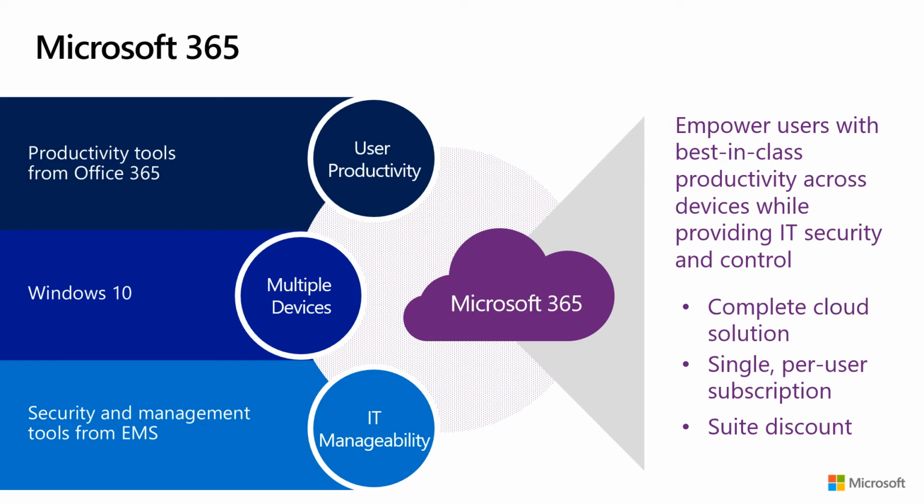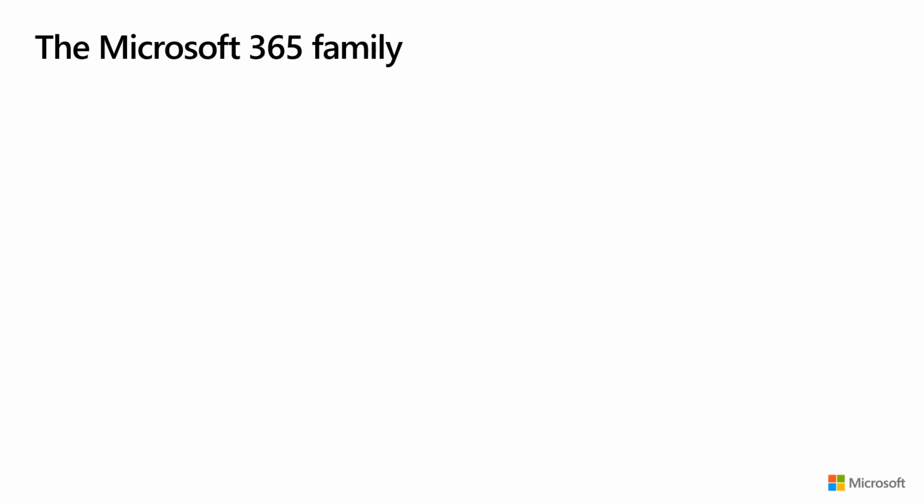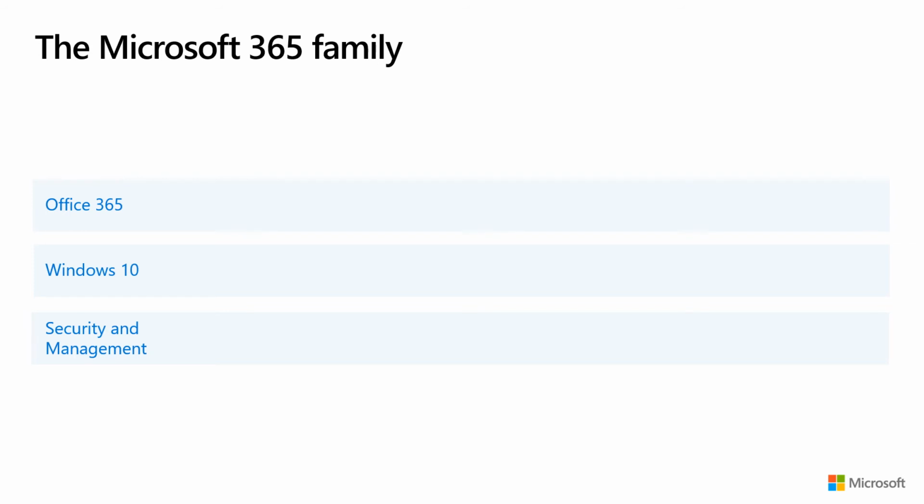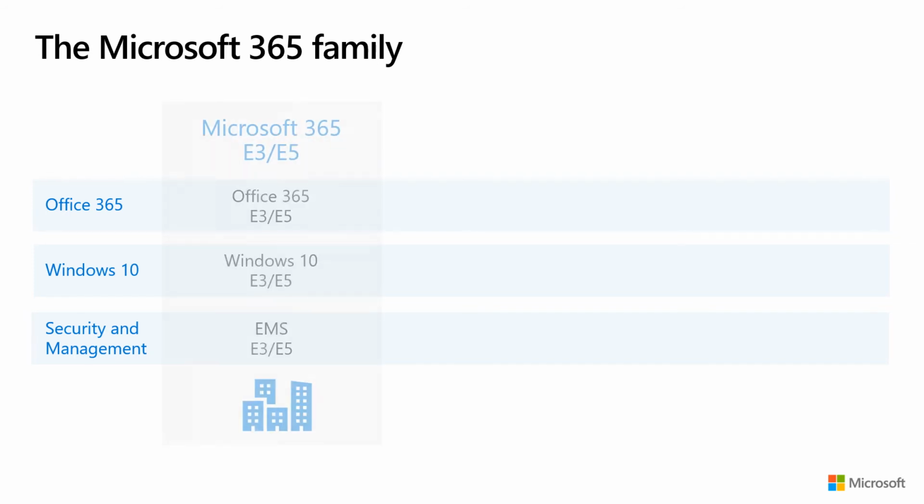Businesses, of course, have different needs in terms of exactly which Office 365 plan or edition of Windows 10 is right for them. And so there are different flavours of Microsoft 365 available. So let's take a look at the members of the Microsoft 365 family. So we know that the members of the family combine Office 365 and Windows 10 and then features from EMS for security and management. First of all, we have Microsoft 365 Enterprise E3 and E5.